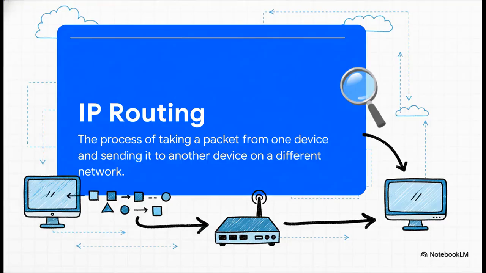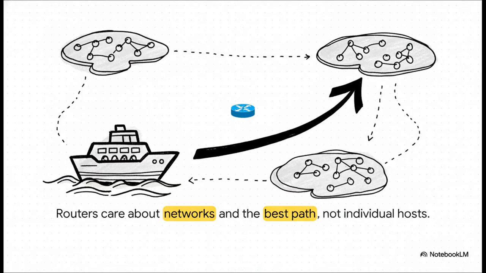Okay, so this is the absolute core of it all. IP routing is just the process of getting a data packet from a device on one network over to a device on a completely different network. That's it. And without a router, that connection is literally impossible. A great way to think about a router is like a ferry captain. The captain doesn't need to know every single person living on each island. They just need to know which island they're going to. As one of our sources puts it, routers don't really care about hosts. They only care about networks and the best path to each network.